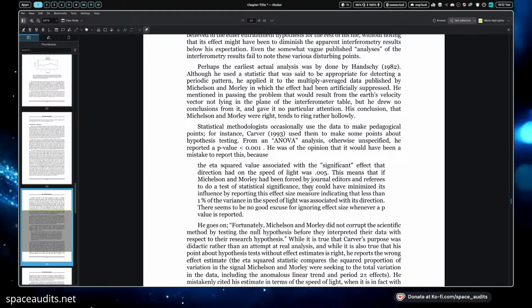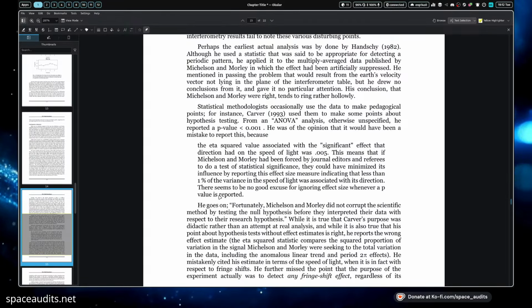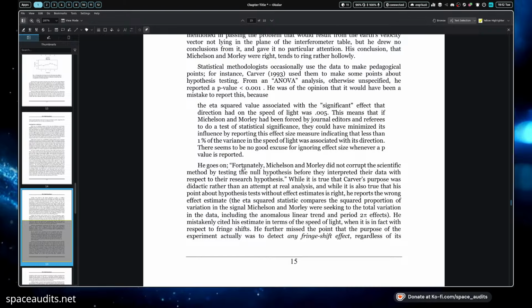test of statistical significance. They could have minimized its influence by reporting this effect size measure, indicating that less than 1% of the variance of the speed of light was associated with the direction. There seems to be no good excuse for ignoring the effect size when a p-value is reported. He goes on, fortunately, Michelson and Morley do not corrupt the scientific method by testing the null hypothesis before they interpreted their data with respect to their research hypothesis. While it is true that Carver's purpose was didactic rather than an attempt at a real analysis, and while it is also true that his point about the hypothesis test without the effect estimates is right, his reports are wrong.